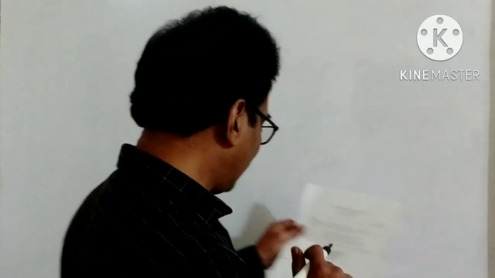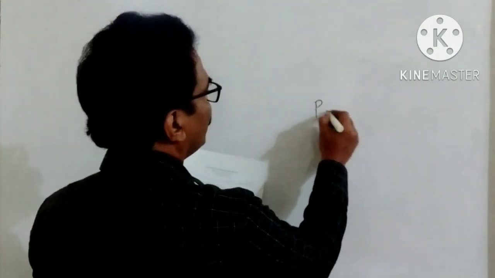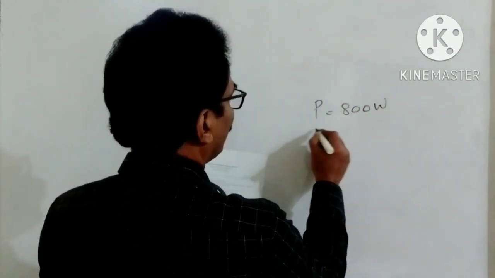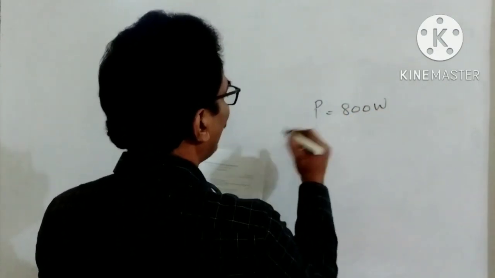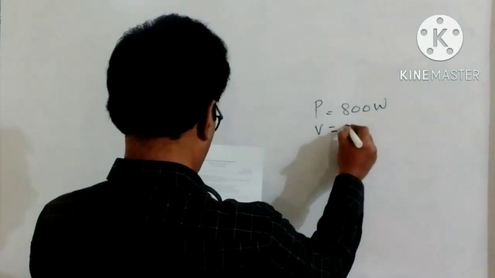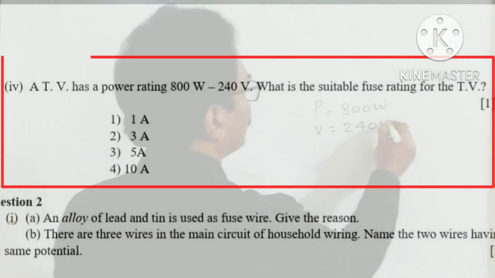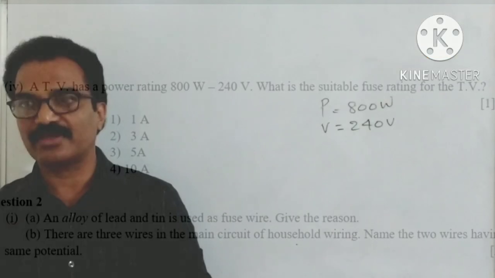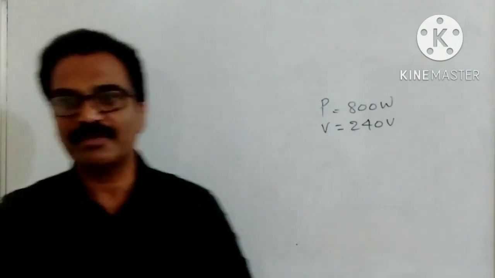Next question. A TV has a power rating. Power of a TV is 800 watts, and its rated voltage is 240 volt. That means this TV will work normally at a voltage of 240 volt, and then the power will be 800 watt. You have to find the fuse rating.